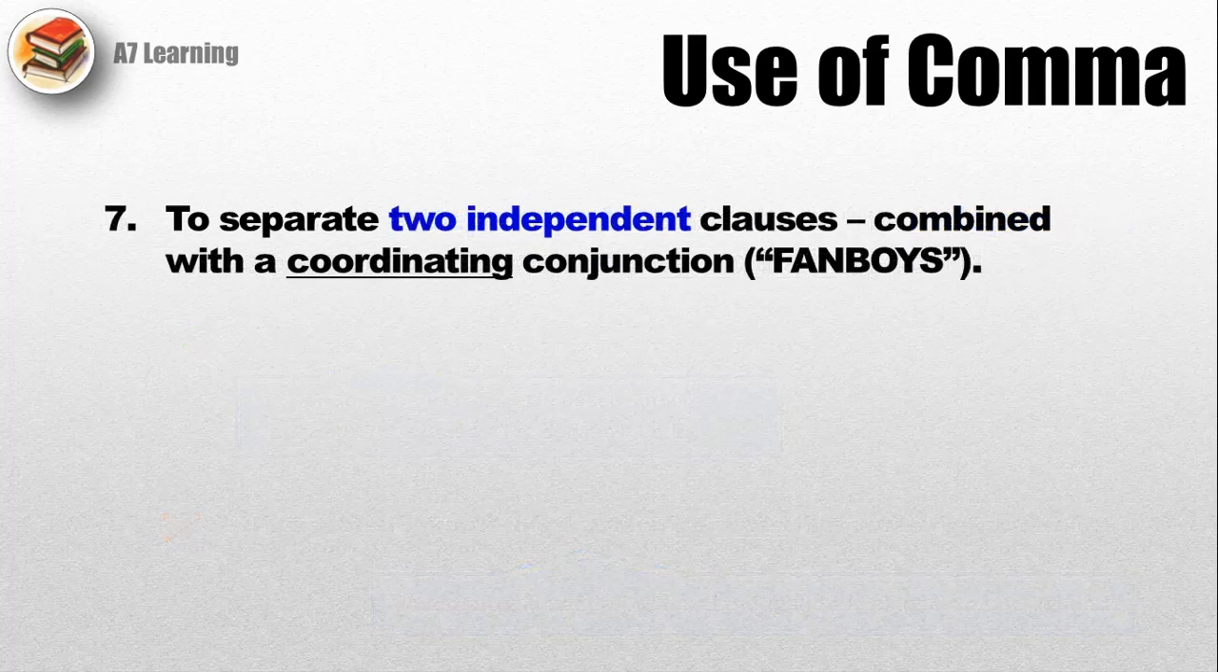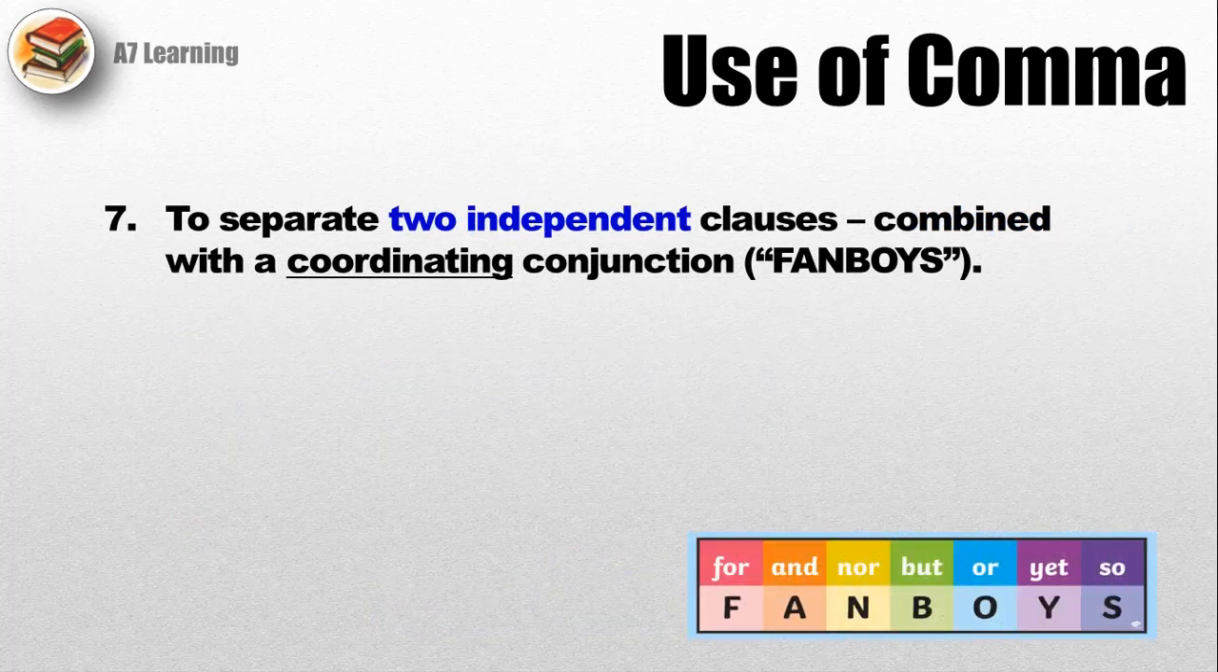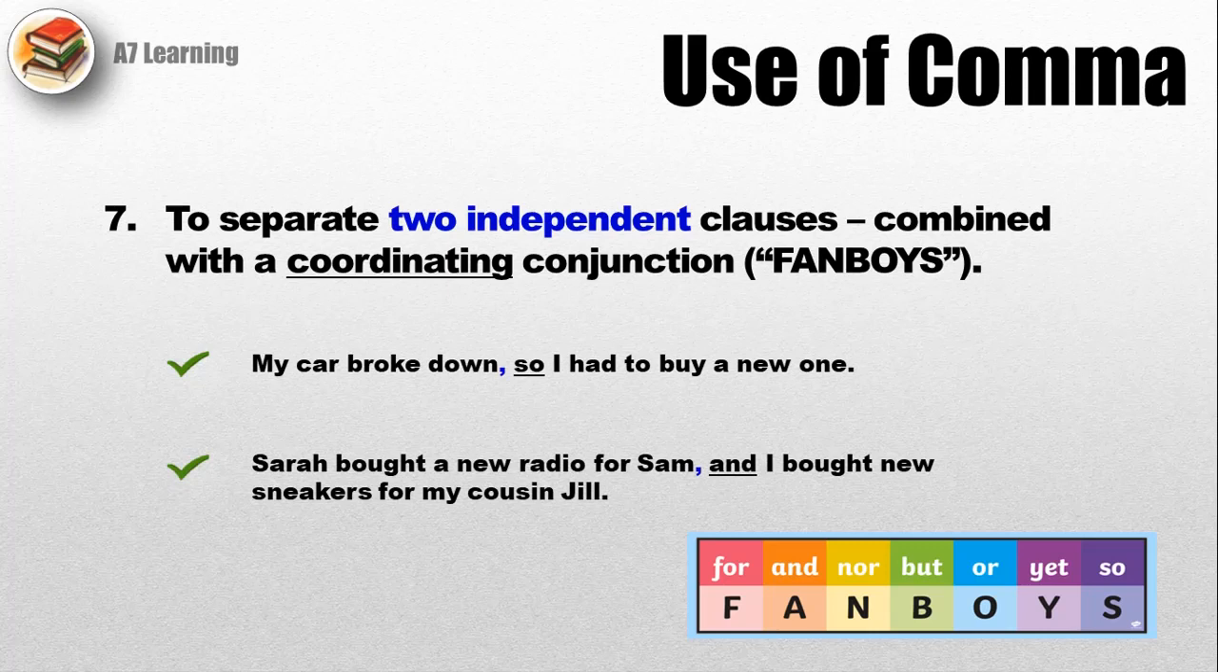When 2 independent clauses are combined with the use of a coordinating conjunction or a fanboy, commas separate the 2 clauses. And these commas are working in tandem with the coordinating conjunction. So first example there says, my car broke down, so I had to buy a new one. Second example says, Sarah bought a radio for Sam, and I bought new sneakers for my cousin Jill. So we have 2 independent clauses in both of those examples for each sentence. Those are separated with a comma and a coordinating conjunction or a fanboy.